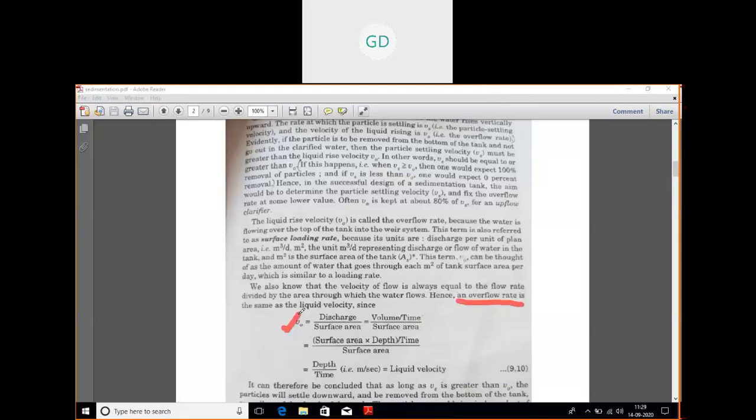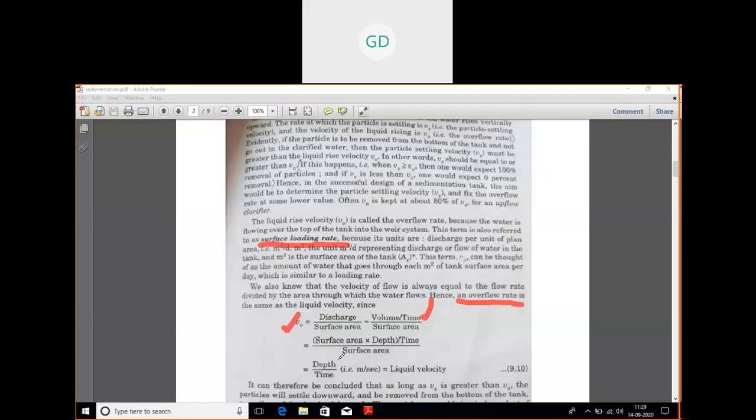Okay, overflow rate formula you write down. V naught formula, the other name is your surface loading rate. Also known as your surface loading rate or overflow rate, denoted by V naught. The formula is discharge per surface area. Discharge we can write as volume by time, so we can write volume by time by surface area.